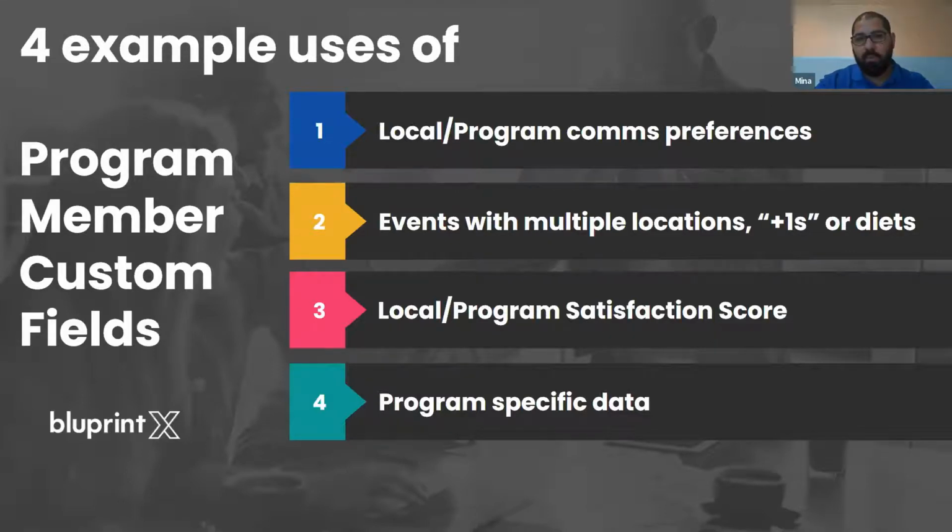Number 3 example could be a program with a satisfaction score. So if you're trying to get information back from the contact about how satisfied they are with a service or with a specific type of campaign that you ran, and you don't want that score to impact their overall score, it's really just specific to an event perhaps, you could use it there as well. And really, it applies to any program-specific data.